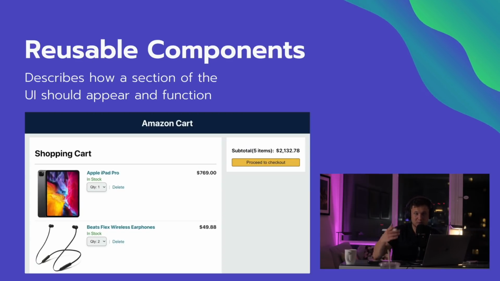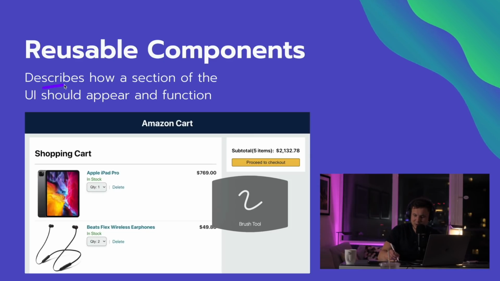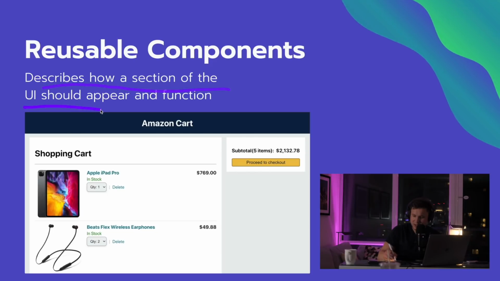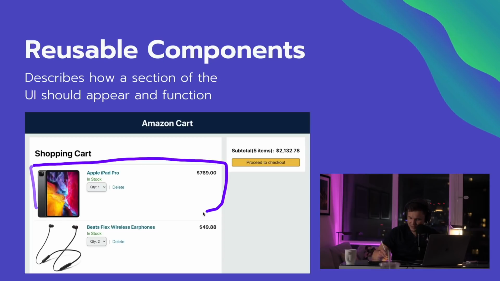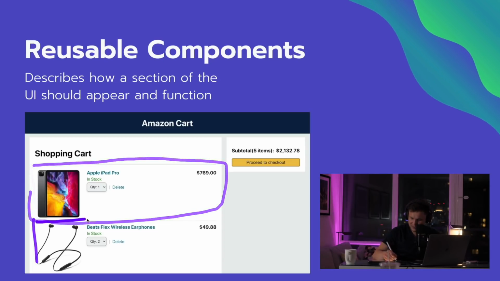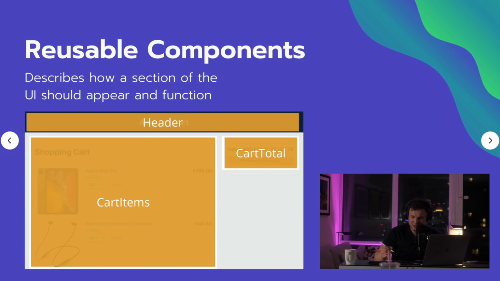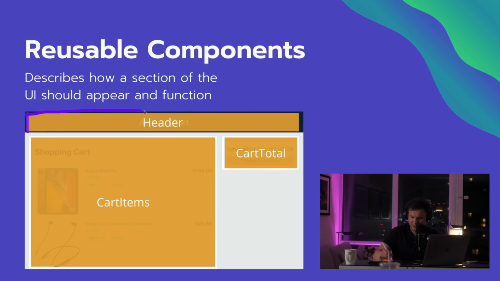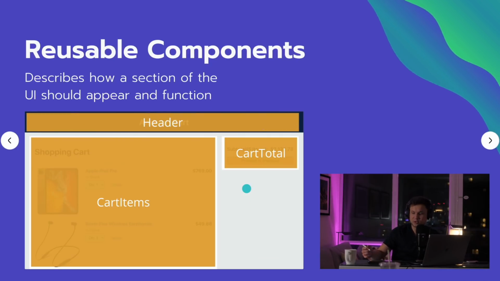With reusable components, which is probably one of the most important parts of ReactJS, what does it do? It describes a section of the UI and how it should appear and function. It's honestly just as simple as that. So, for example, we'll talk a little bit more about components later on, but one reusable component, for example, let's say this. You see how this right here is like the similar HTML as this? It just has different data. Well, this, my friend, is a reusable component. You can see here in our case, the components will be, for example, a header, a cart items component right here, and a cart total component right here. And we'll learn just how to build them.